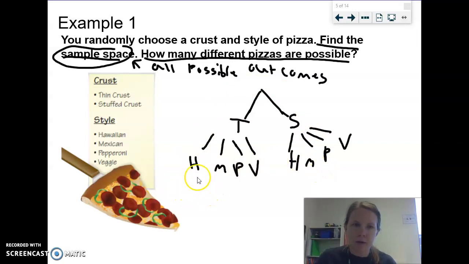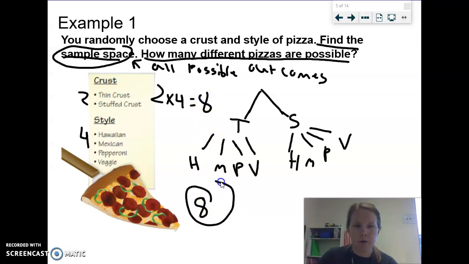You could also write it all out: thin crust Hawaiian, thin crust Mexican, thin crust pepperoni. That's basically what the sample space is. Then, how many possible outcomes? Each one on the bottom, these bottom roots on my tree diagram, are my possible outcomes. So there's 1, 2, 3, 4, 5, 6, 7, 8. And if we use that fundamental counting principle, it's the amount of each one. There's 2 in this one, there's 4 in this one, 2 times 4 gives me 8. That's the total amount of outcomes for this scenario.